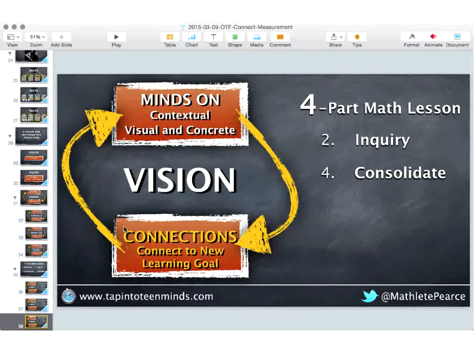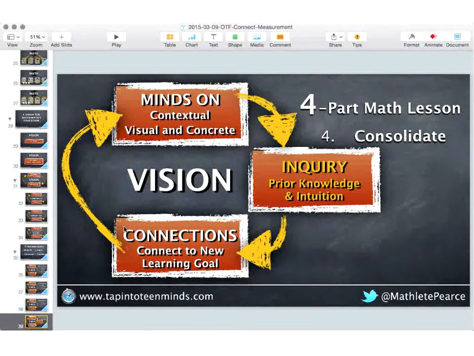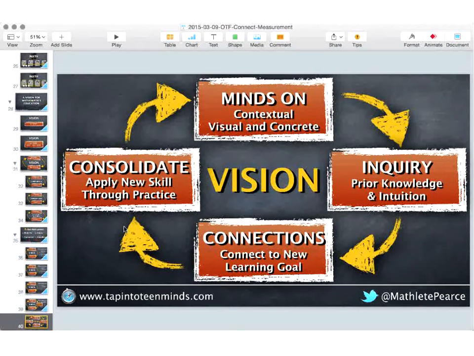That inquiry piece is typically setting the stage for those connections. So taking your inquiry, taking your prior knowledge and your intuition and using it to help scaffold us to those connections. And then finally, consolidation, where we're applying the new skill through practice.